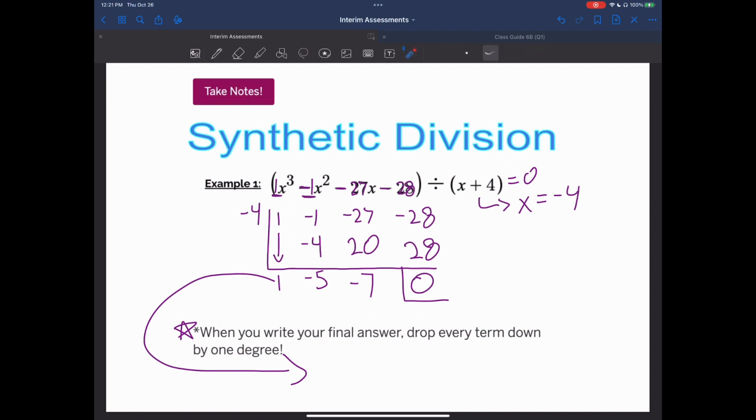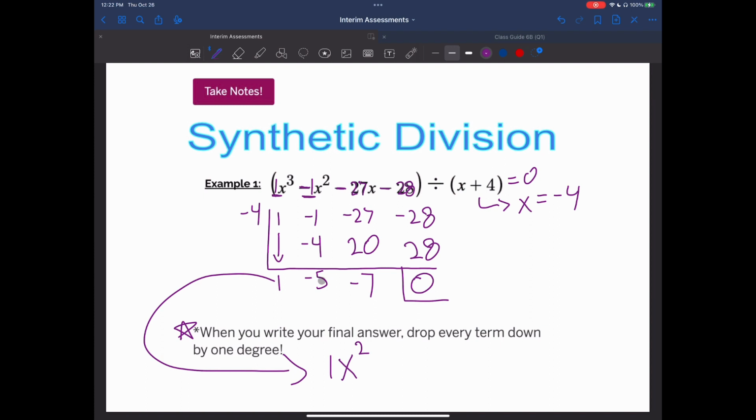And when I say drop it down by a degree, I want you to look at your original. What is the highest exponent you see? Well, it's a 3. So when you put the x back into this, these are all your coefficients. So I'm going to start by writing 1, and then I'm going to put the x back on it, but I'm going to drop it down a degree. So instead of it being to the 3rd power, it's going to be dropped down to a squared. Okay, so I've got a 1x to the 2nd power.